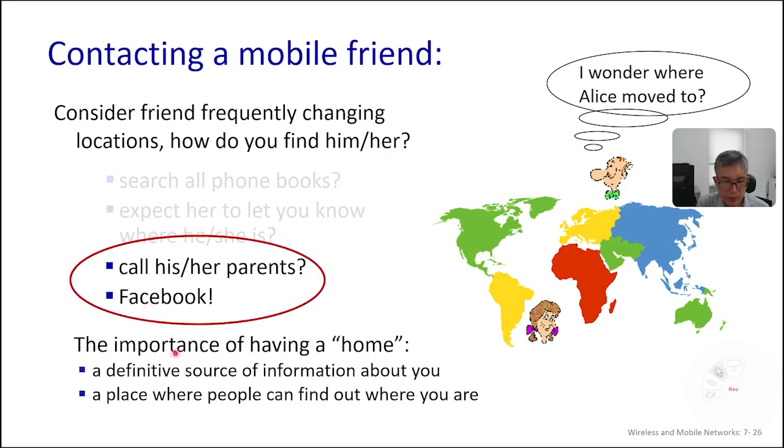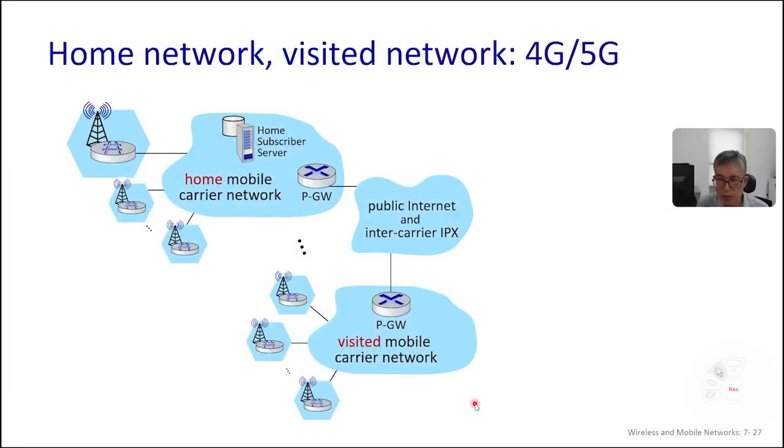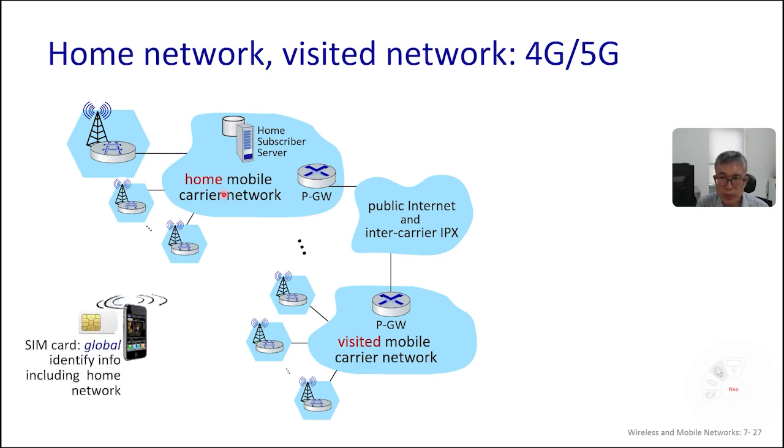Okay, the importance of having a home: a definitive source of information about you, a place where people can find out where you are. This is a kind of registry or registrar. This figure shows the scenario of moving from the home network to a visited network, 4G and 5G.